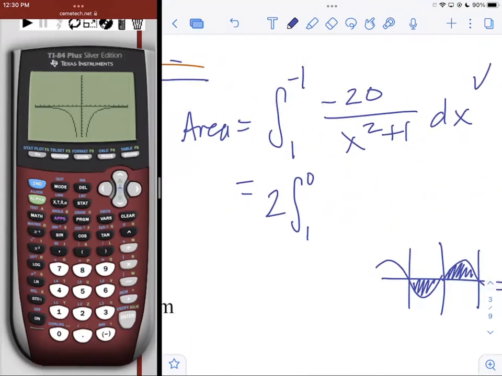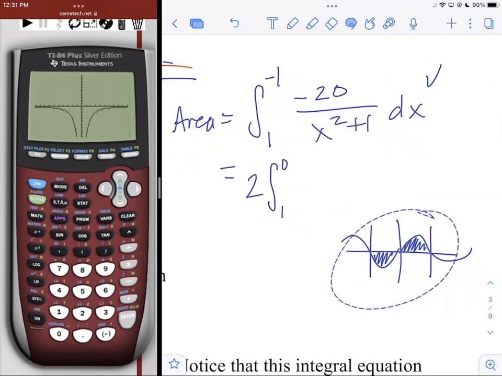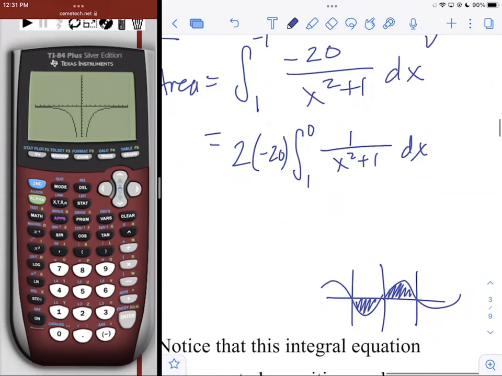And what else can I do then to help me with this problem? The -20, take it out front, right? Get in the back of the truck, in the front of the integral. Very good. And then we're left with just 1 over x² + 1 dx. And now I recognize the integrand as the derivative of arctangent. Okay, good. So if I simplify the coefficient, now I get -40 arctangent of x from 1 to 0.